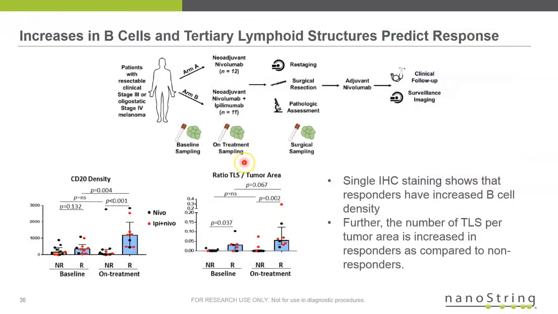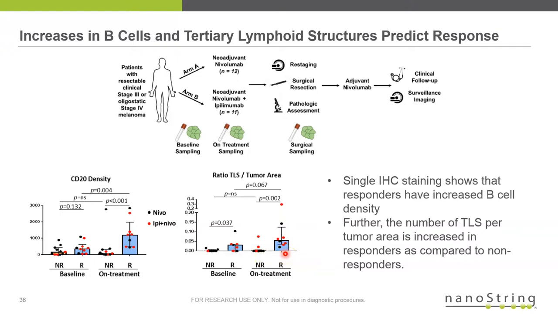So this is shown here where she has both baseline samples here and on-treatment samples here. And this is just confirmation by IHC that in fact the responders, particularly in these on-treatment samples, have higher amounts of CD20 than the non-responders, so more B cells, and that the tertiary lymphoid structure makes up a higher percent of the area of the tumor, or essentially more tertiary lymphoid structure in the on-treated samples, although it shows up in both, between the non-responders and the responders. So more B cells, more tertiary lymphoid structures.